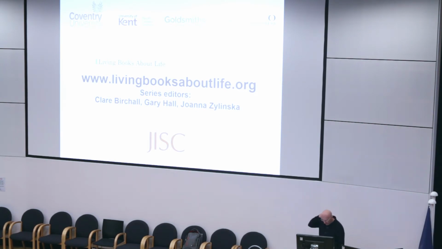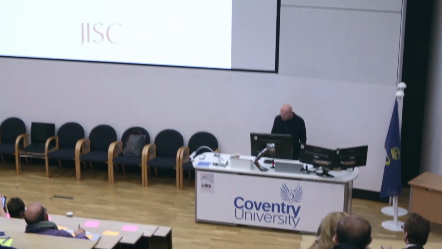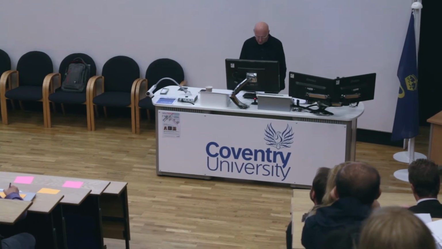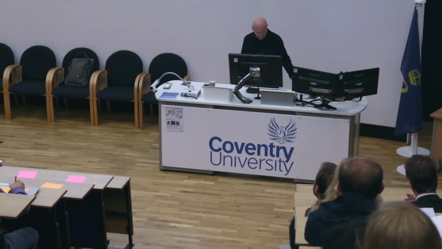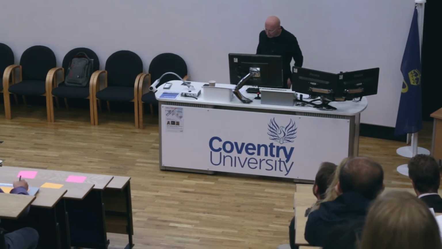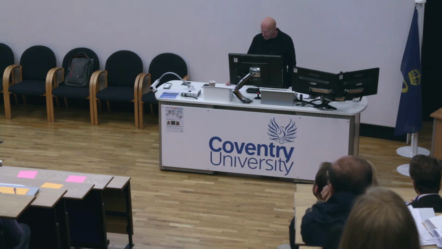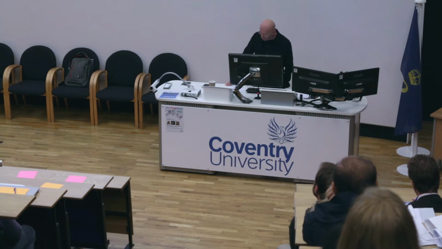This is Living Books About Life, which is published by Open Humanities Press, and there's a series of open access books about life, life being understood both philosophically and biologically. They provide multiple points of translation and contestation between the humanities and the sciences. The 25 books that make up the Living Books series have been created by a globally distributed network of writers and editors.